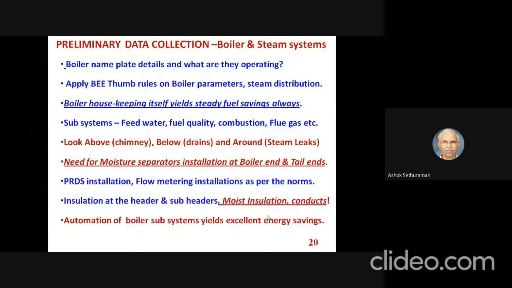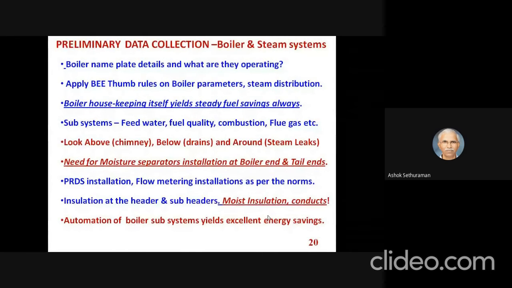Subsystems like feed water and fuel quality, combustion and flue, all these subsystems can be automatically controlled. This automation of subsystems is more important. Normally we always start with look above, look below, and look around. What is the color of the chimney? How much steam is going into the drains, and how much steam leaks are happening around? These are all the boiler inefficiencies visibly seen. But we can see more of the invisible losses.